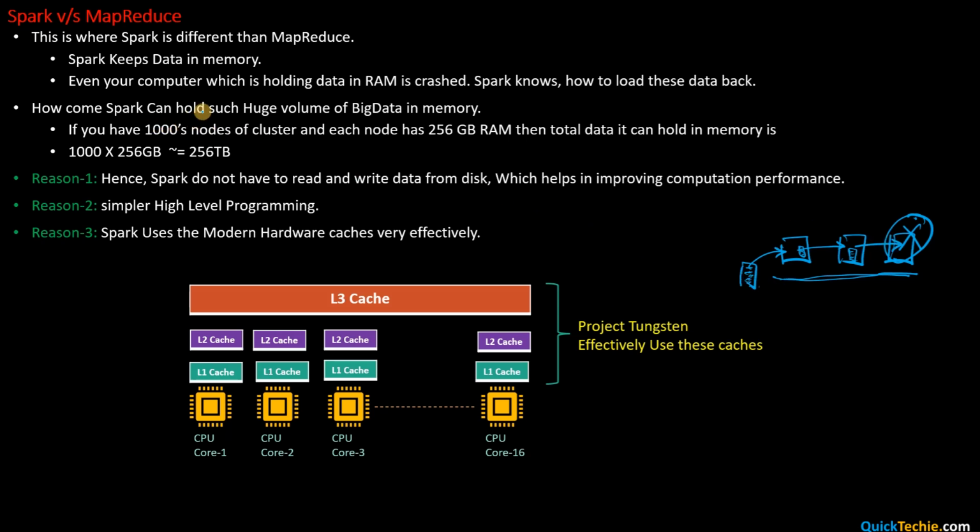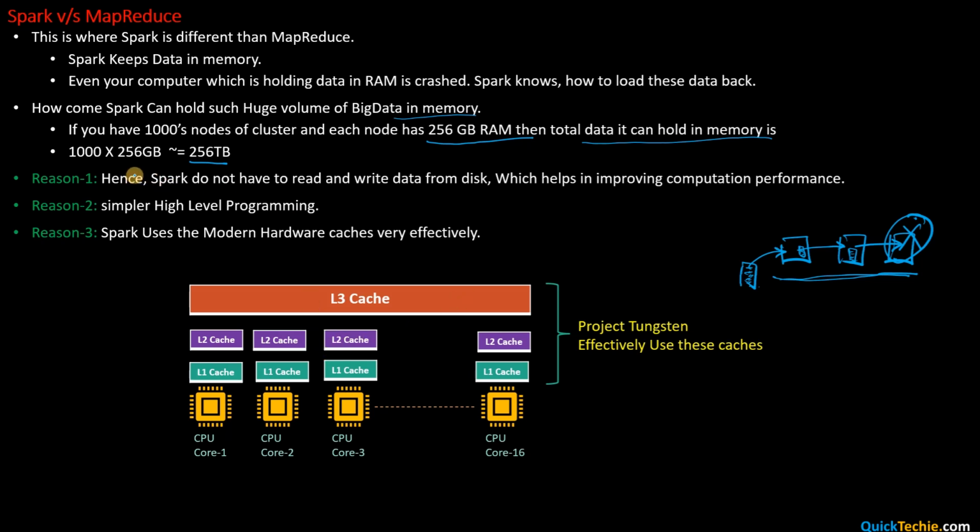How can Spark hold such a huge volume of big data in memory? Spark is again a cluster, correct? If you have thousands of nodes in the cluster and each node has 256 GB RAM, then the total data in memory is 1000 multiplied by 256 GB, which is like 256 terabytes of RAM. So you can hold that much data with this cluster and process it.